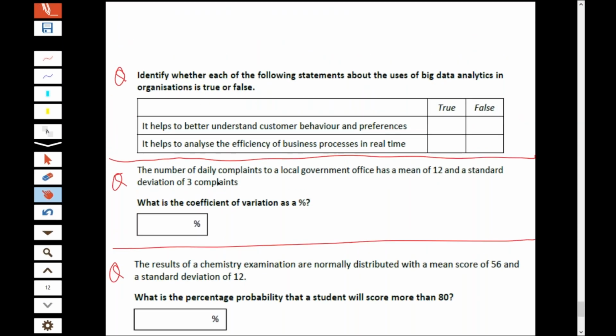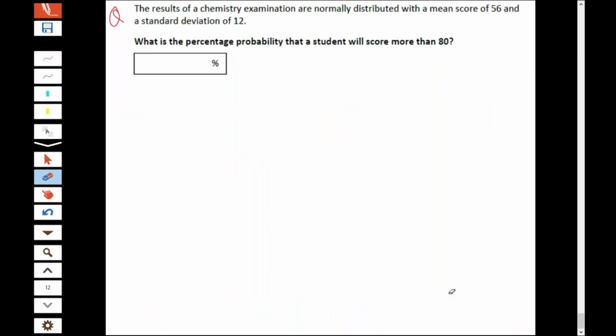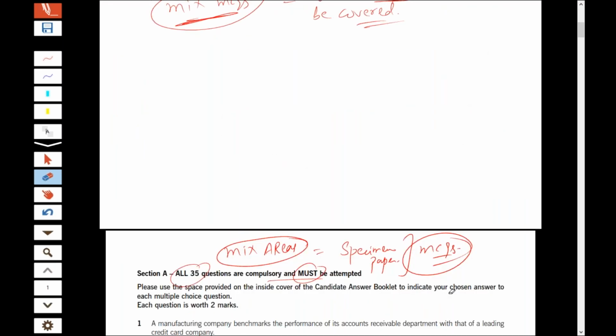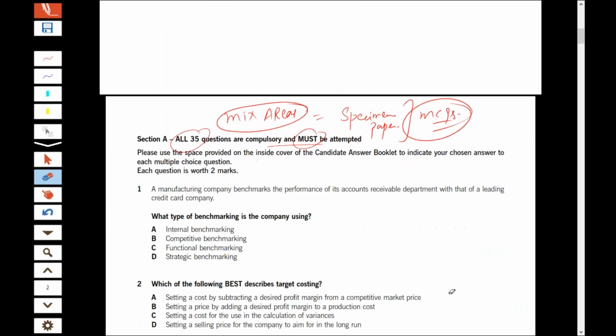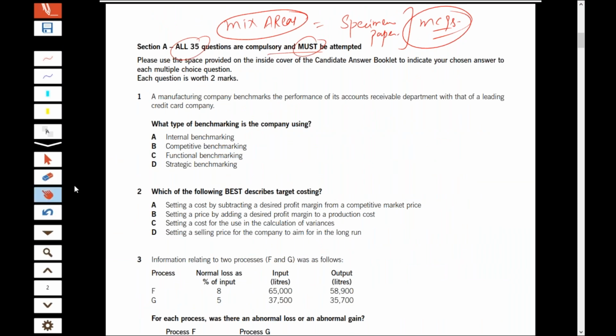These three MCQs are new in the 2021 exam specimen paper, in which there is coefficient of variance and probability analysis as well. So we will also be covering that. These three MCQs are new, and the rest of the MCQs are the same as the previous specimen paper. Okay, so just focus on one by one. Each and everything will be clear to you, inshallah.